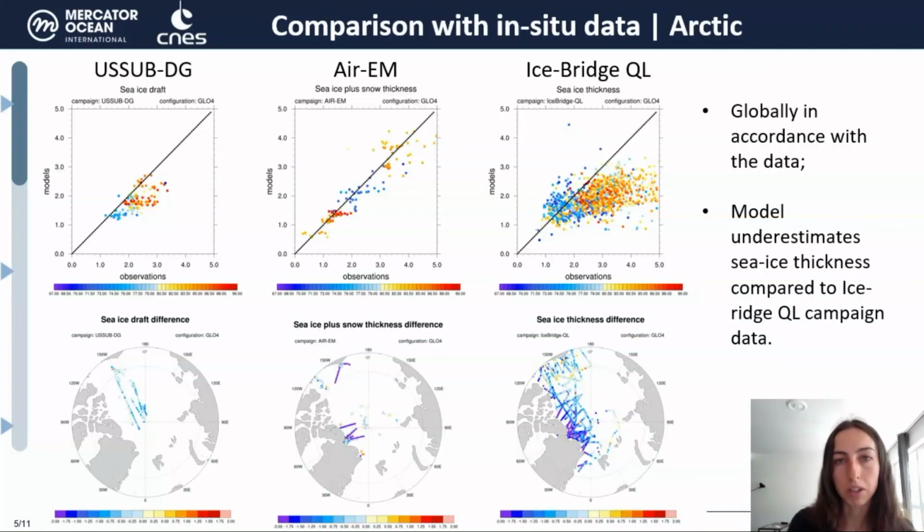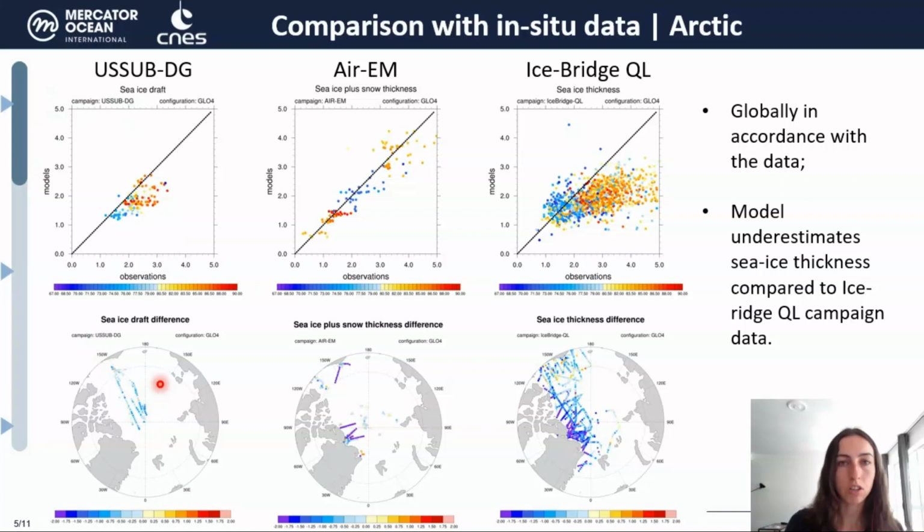Here I present a comparison with different in-situ measurements. The first row of diagrams shows the observations on the x-axis and their model equivalent on the y-axis. The color of the points refers to the latitude of the point. On the second row, you can see the positions of these points on the Arctic map. And on the maps, the color of the points shows the difference between the model and the observations.